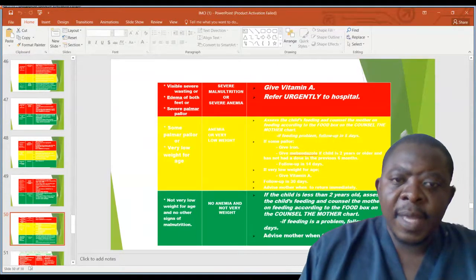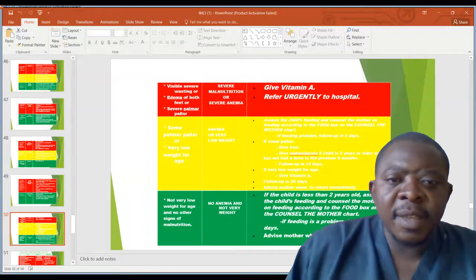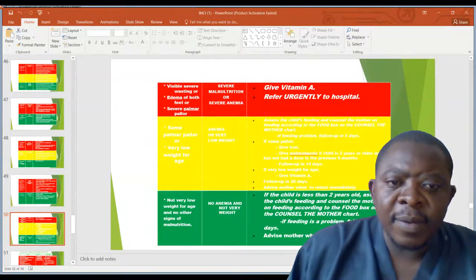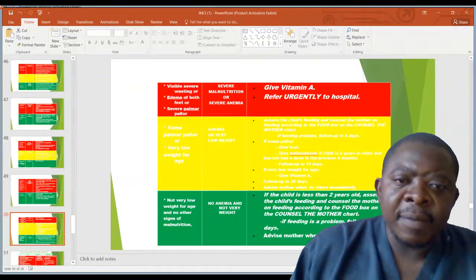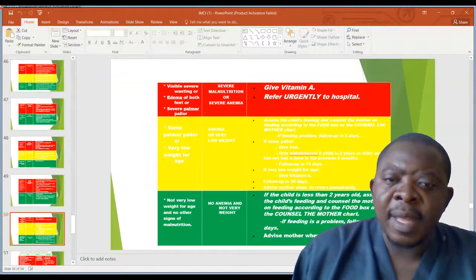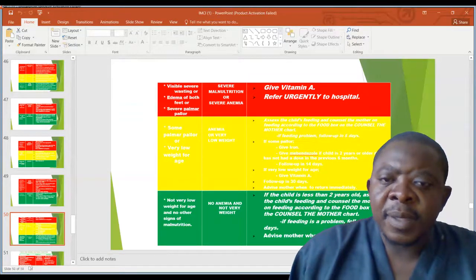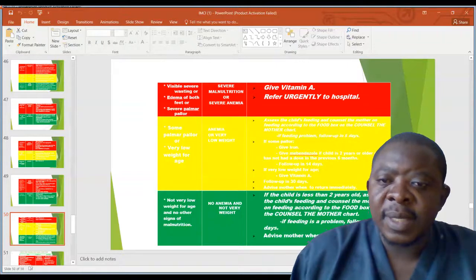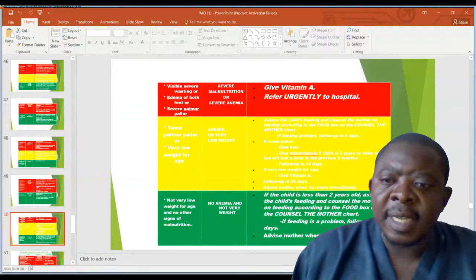Okay, then the classification for anemia. So that is for anemia, no palmar pallor here. We have not very low weight for age and no other signs of malnutrition. So it's no anemia and not very low weight. If the child is less than 2 years old, you can assess the child's feeding and counsel the mother.